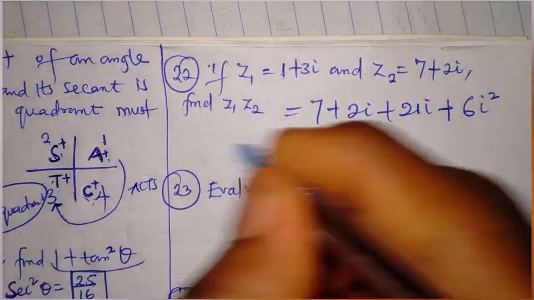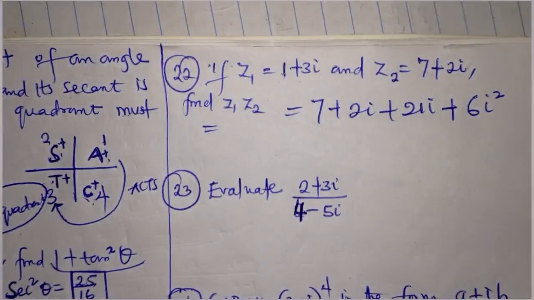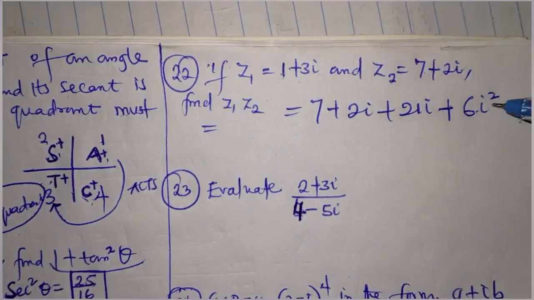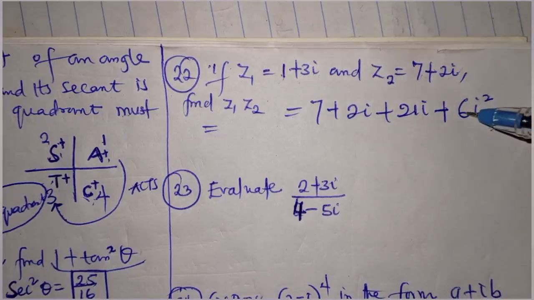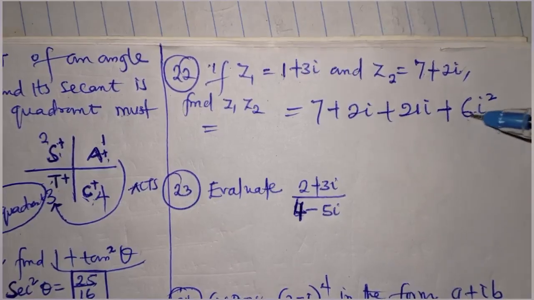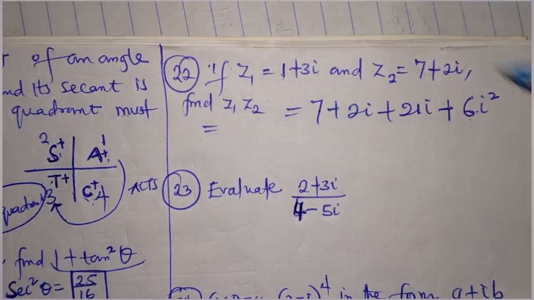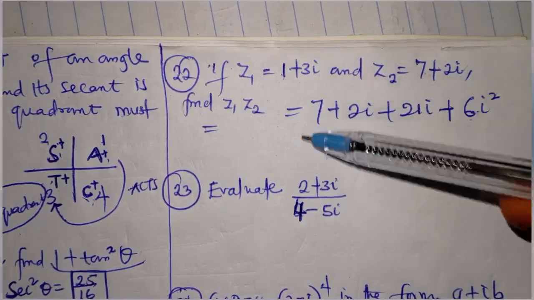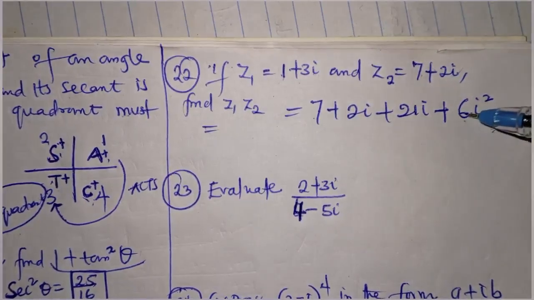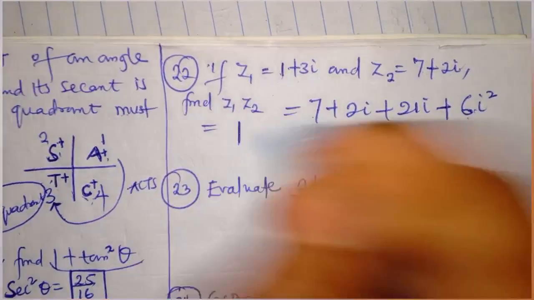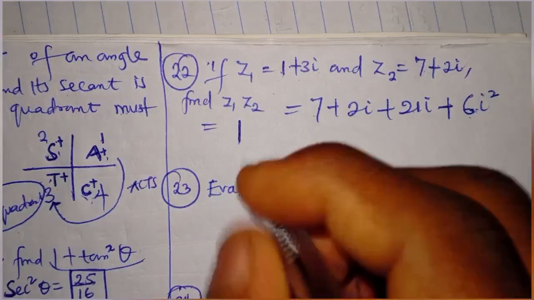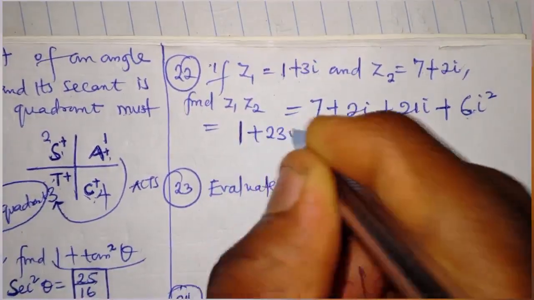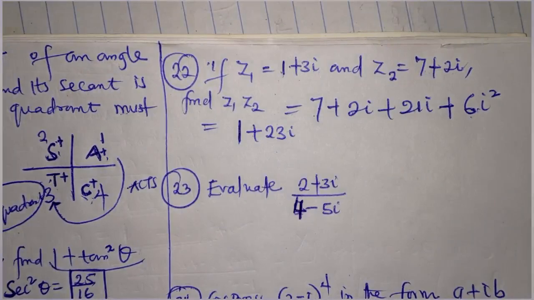Alright, let's go ahead. i squared is minus 1, right? i squared is minus 1. So this is now minus 6, no longer plus 6. So 7 minus 6, and 7 minus 6 is 1. 2i plus 21i is 23i. It's as simple as this.